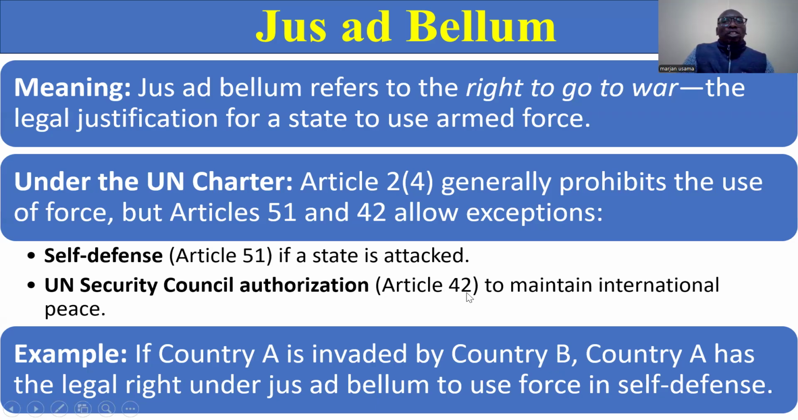Then number two, UN Security Council authorization. That is in Article 42, to maintain international peace. So the UN Council can meet and decide that country A has to be attacked. Why? Because of international peace. Peace cannot be there if country A is not attacked. So those are the two circumstances.